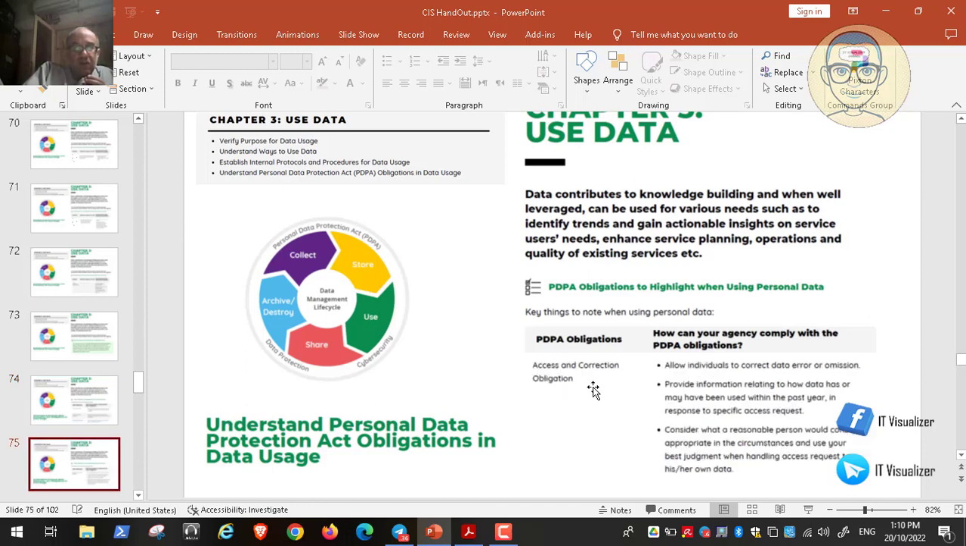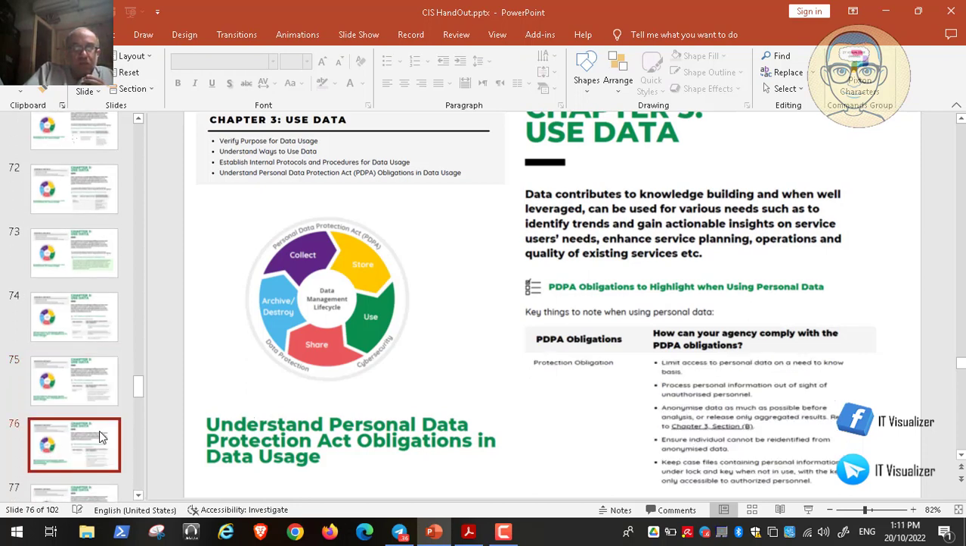Okay, and then the access and correction obligation: allow users to correct the data, so you can communicate with the user to update their personal information. Allow individuals to correct data errors or omissions, and provide information relating to how data may have been used within the past year to respond to specific access requests. Consider what a reasonable person would consider appropriate in the circumstances. So you can access and correct the data. Ask the user if there is some data error to correct, personal data especially.